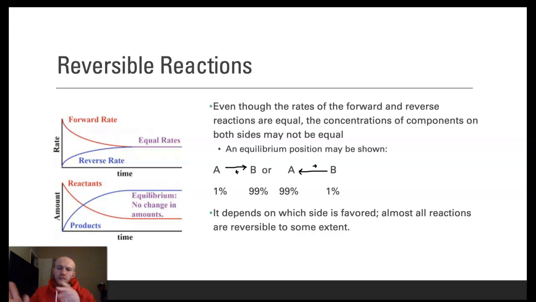I have it drawn here that the equilibrium position may be shown. You may be producing a lot of the products, very little of the reactants, but you're keeping that same amount the whole time. So when we think about reversible reactions, it depends on which side is favored. Almost all reactions are reversible to some extent. All right. Moving forward with reversible reactions, we'll look at conditions affecting equilibrium and what factors, if certain conditions are changed, how does that affect equilibrium? How is equilibrium affected by certain factors?